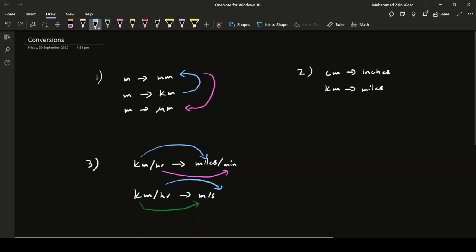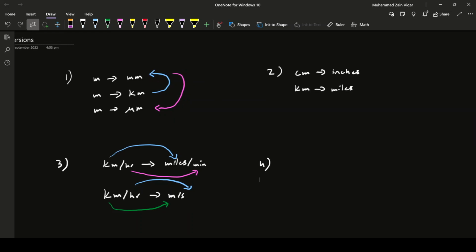And the fourth type of conversion sometimes confuses students a lot, rather I'd say it confuses people the most. This type of conversion is if I were to convert, let's say, meter cube to centimeter cube, or millimeter cube to centimeter cube, or let's say inch square to centimeter square.